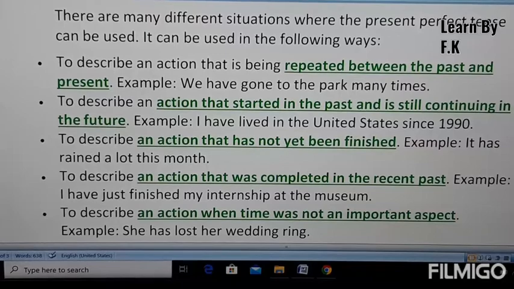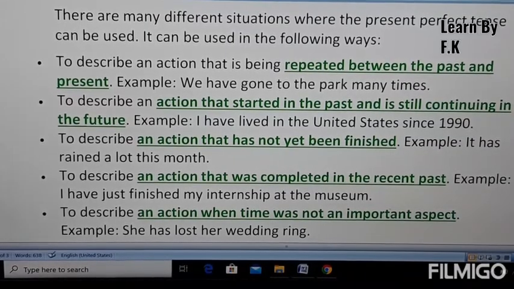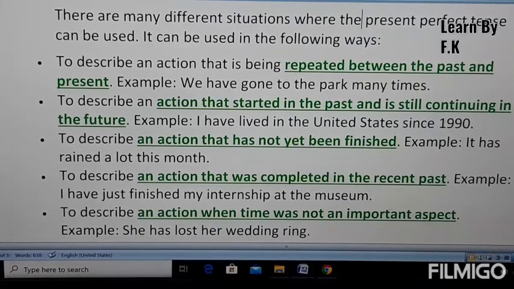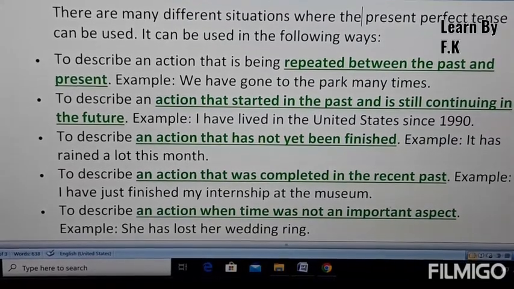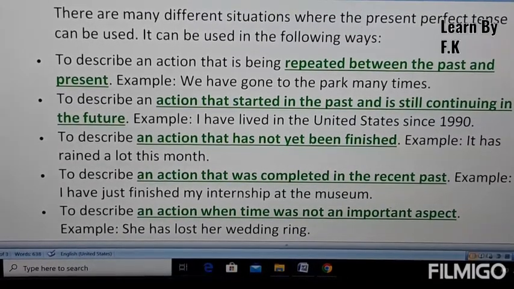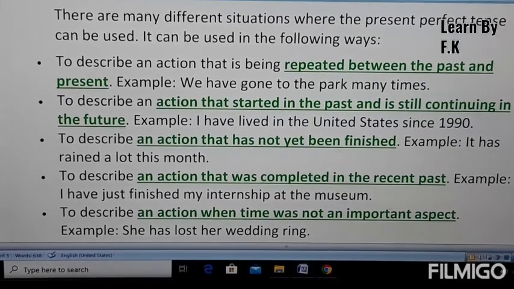To describe an action that was completed in the recent past. Example, I have just finished my internship at the museum. This example shows that the work, which is the finishing of the internship, is in recent time, nearly in the past.